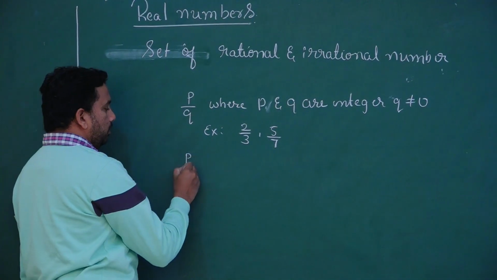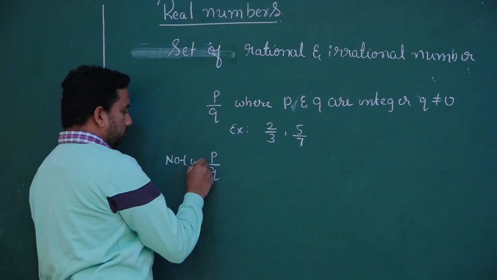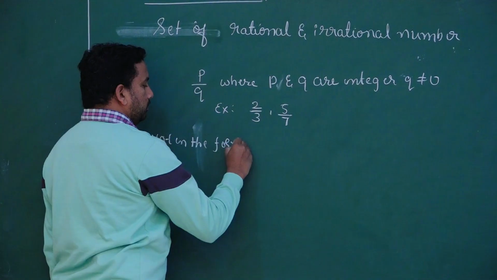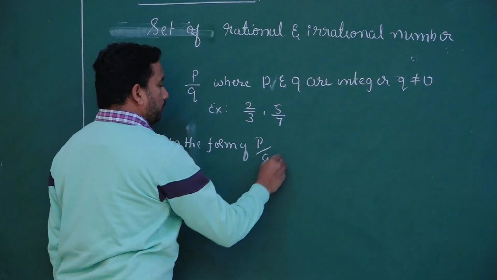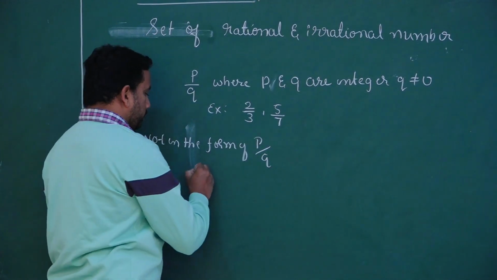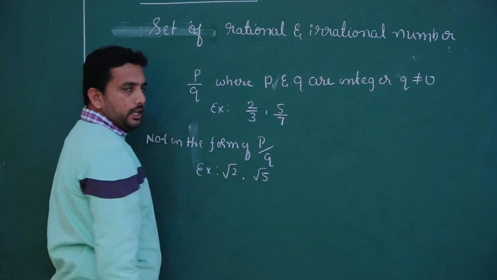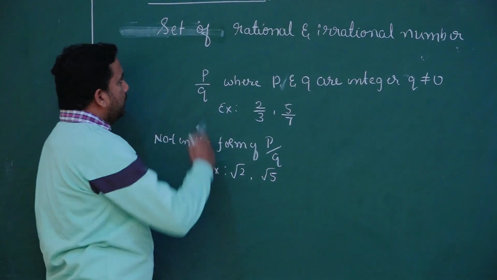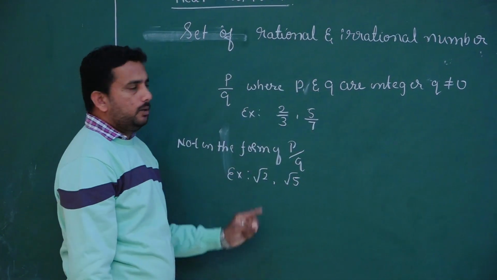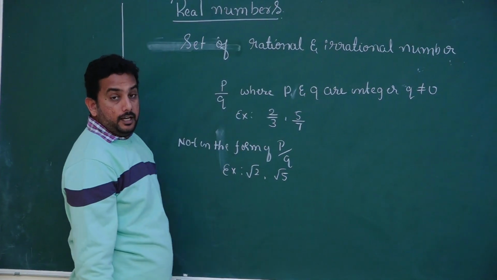The number we cannot write in the form of p by q, where p and q are integers and q not equal to 0. For example, we can write root 2, root 5. These are examples of irrational numbers. So real numbers is a set of rational numbers and irrational numbers. Both the numbers together are called real numbers.